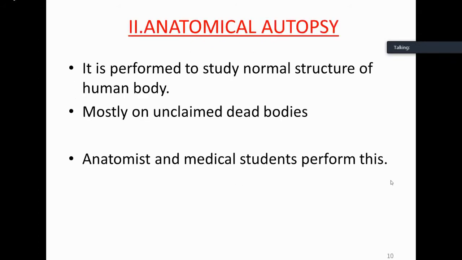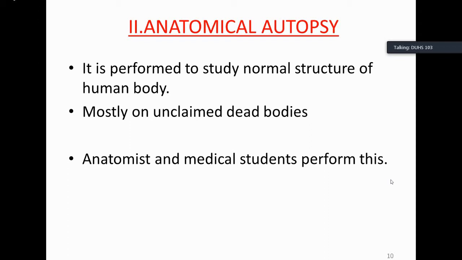Okay. Then the anatomical autopsy. It is performed to study the normal structure of the human body, mostly on unclaimed dead bodies. When the bodies become unclaimed and we cannot match the data from NADRA as well, and about a month passes, we just preserve the bodies. Previously what we did was, they were kept in cold storage. We just made them preserved by adding preservatives and embalming.